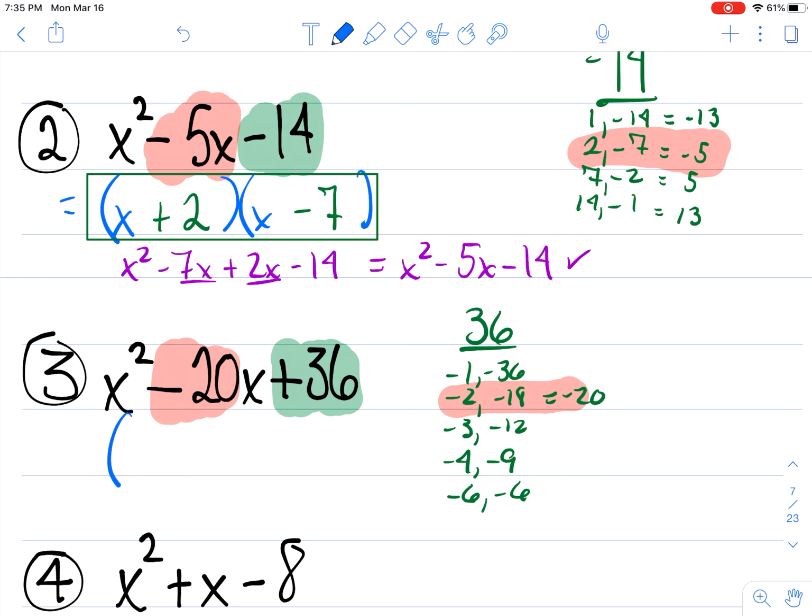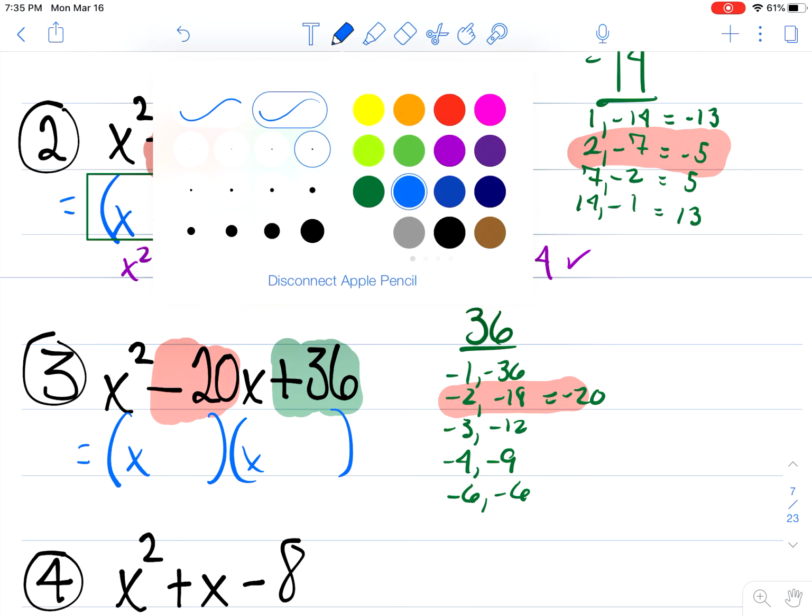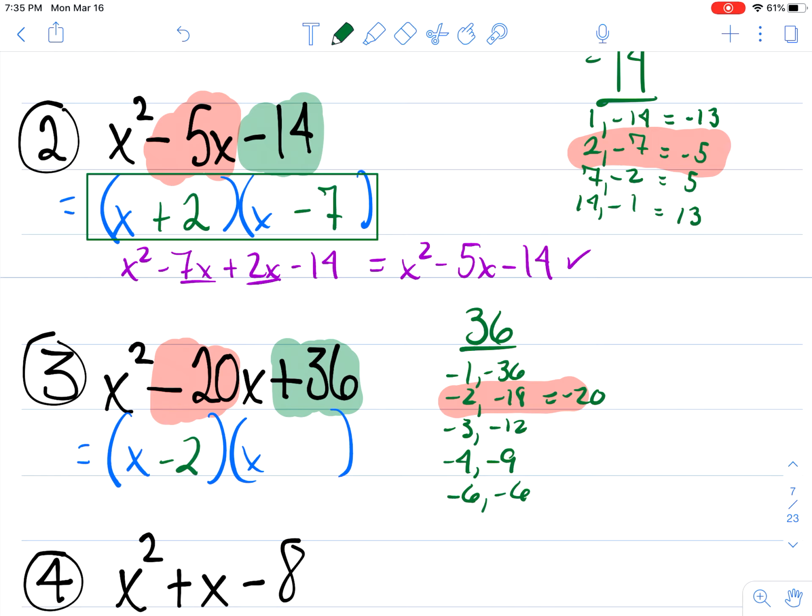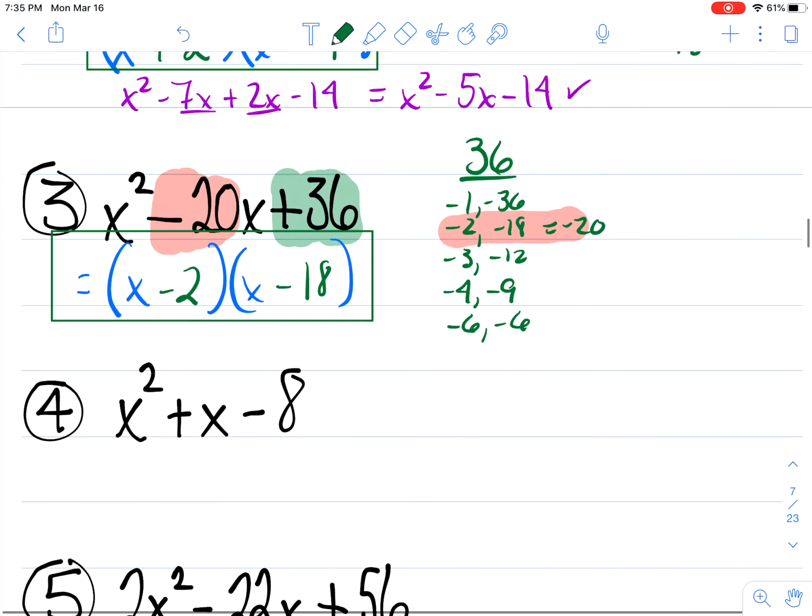So now all I have to do is draw my 2 groups. 1, 2. Put an x in each group. And then both of these factors are negative. So it's going to be x minus 2 times x minus 18. And I'm going to draw my box, or my final answer. And this one's finished. Okay? So I'm going to leave you guys problems 1 and problems 4 to do on your own. I think you have plenty of examples to let that happen.